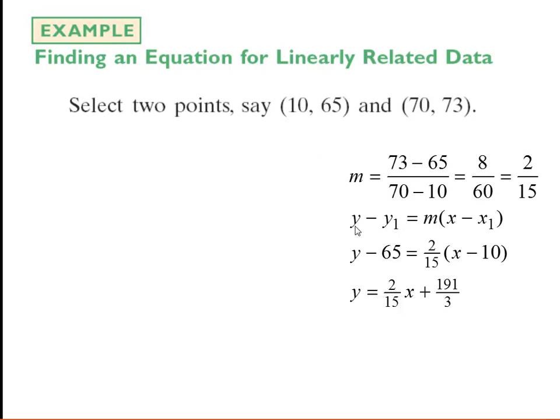Then I'm going to use my point slope formula. So I'm going to plug my slope of 2/15 in, and then I'm going to pick the point (10, 65). So I plug in the y of 65, the x of 10, and if I solve for y, I get the equation of the line to be y = 2/15 x + 191/3, right? So my slope is 2/15, and my y-intercept is 191/3.